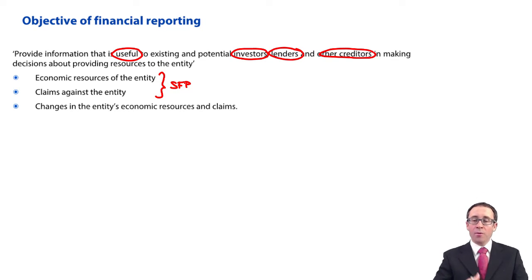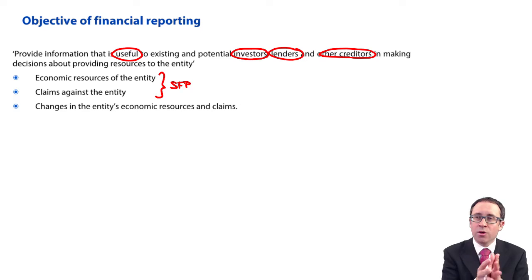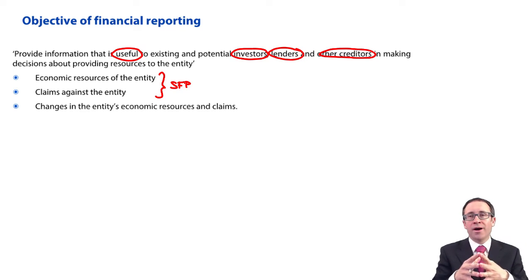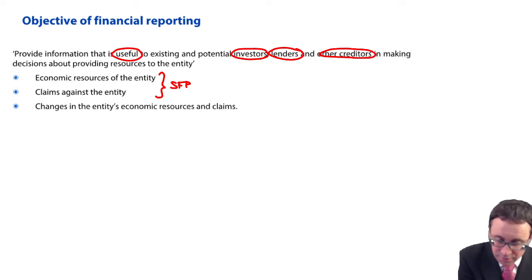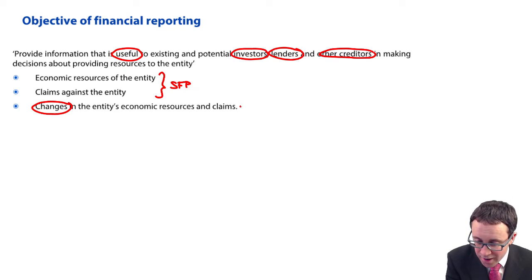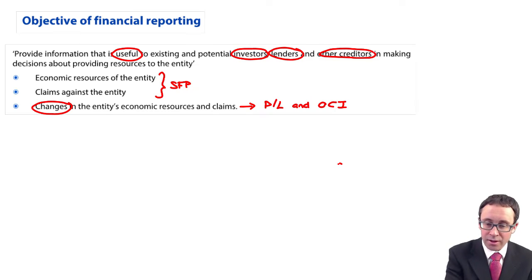Okay. We then look at the changes in those resources and claims. So this comes back effectively to what we said in the introductory video, whereby the focus of the framework is very much on the measurement of the statement of financial position. Because if we can get that correct in terms of the resources of the entity and the claims against it, so the assets and the liabilities, then the changes in those resources are effectively what we see there in profit or loss and other comprehensive income, isn't it?